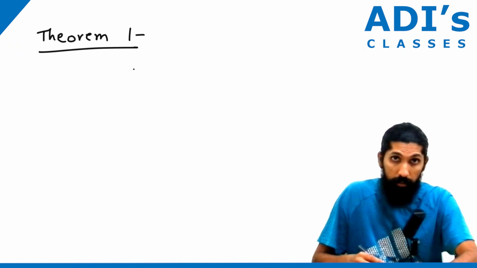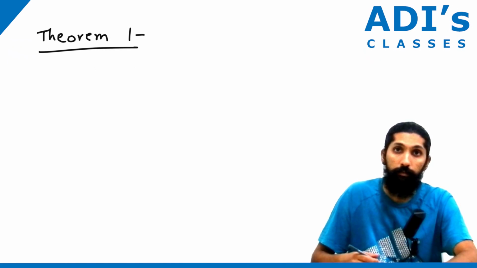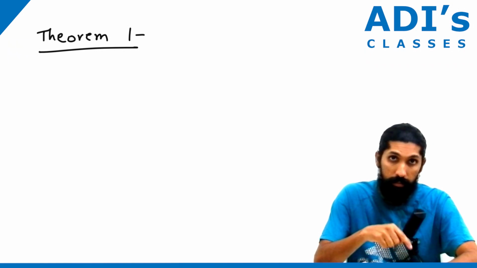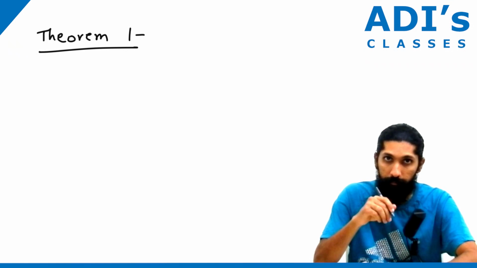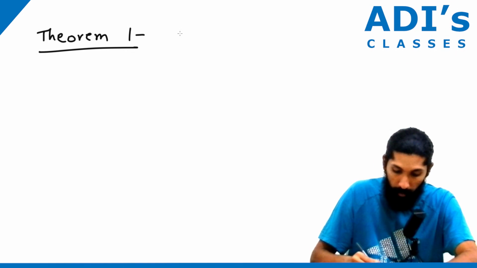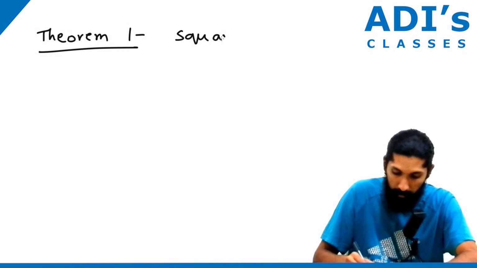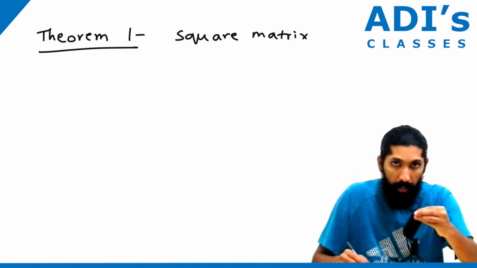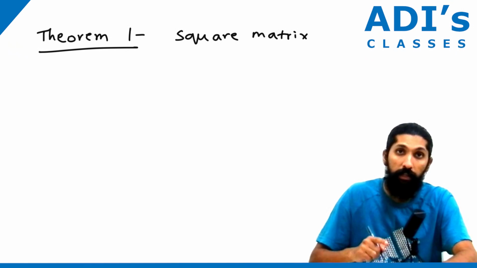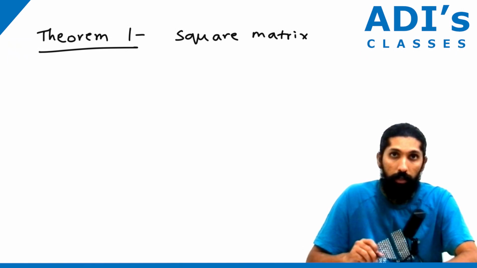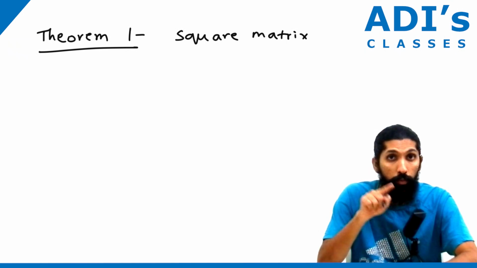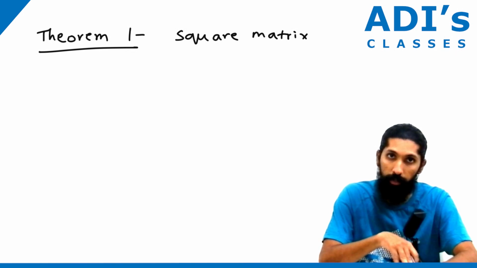Now what this theorem states is, suppose you have a square matrix, and if the inverse exists, it's a very big if. That means you have a square matrix, and if the inverse exists, then it is unique. In the sense, one square matrix cannot have two inverses. Fair enough?